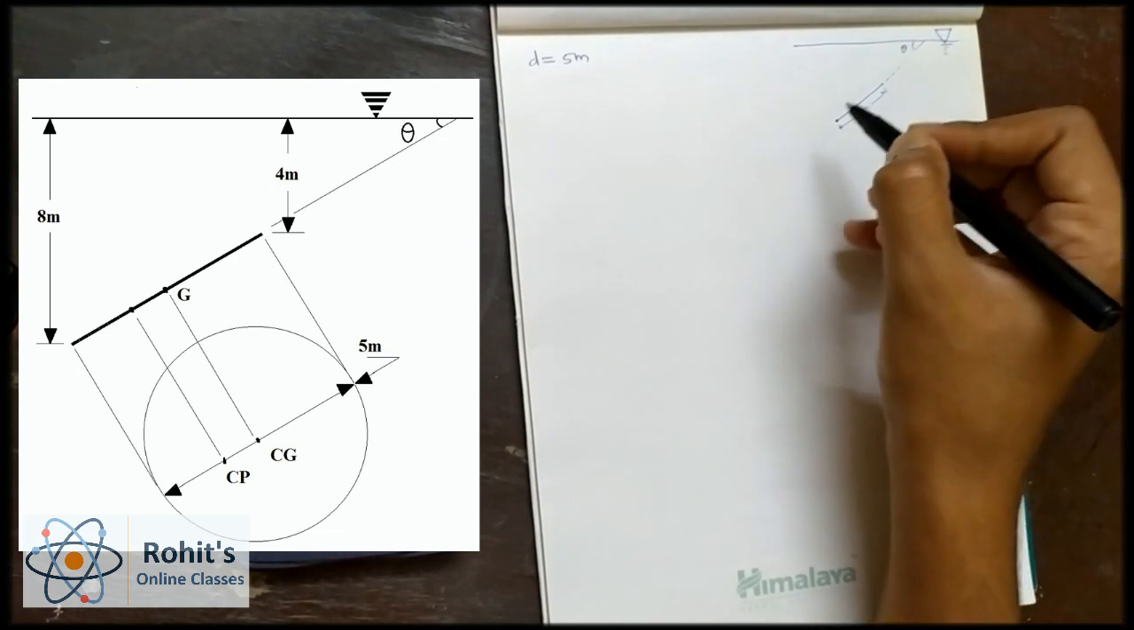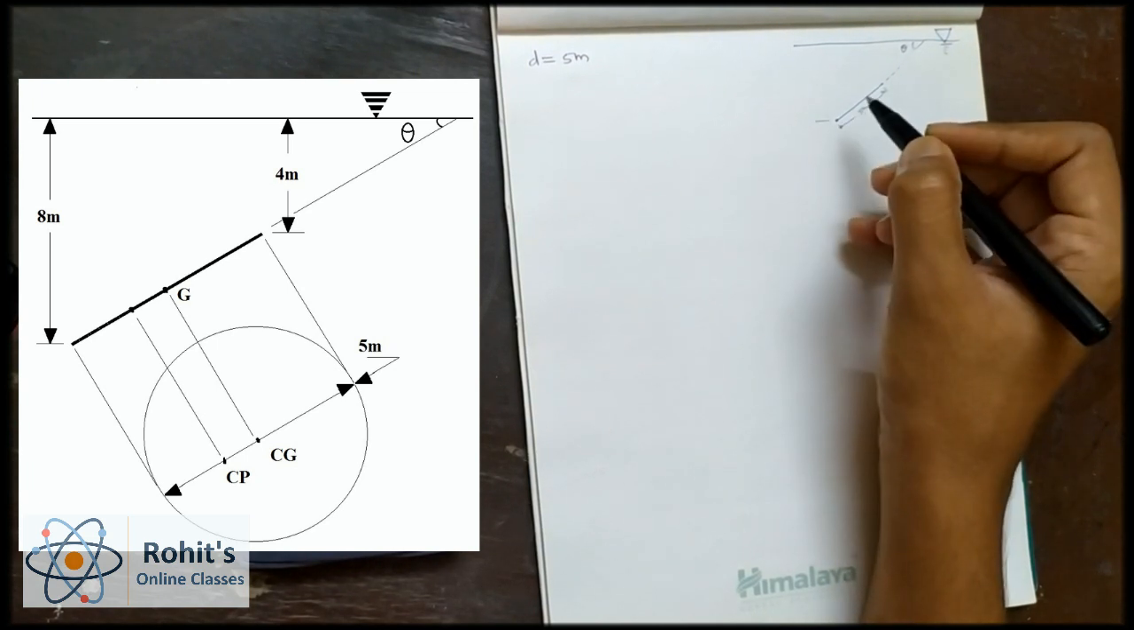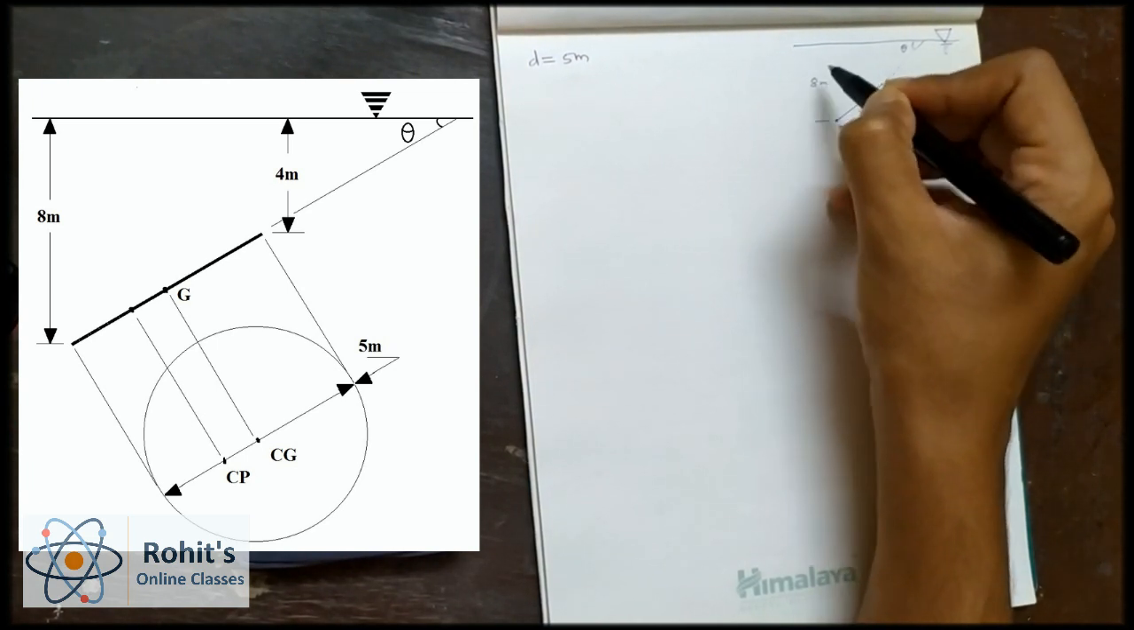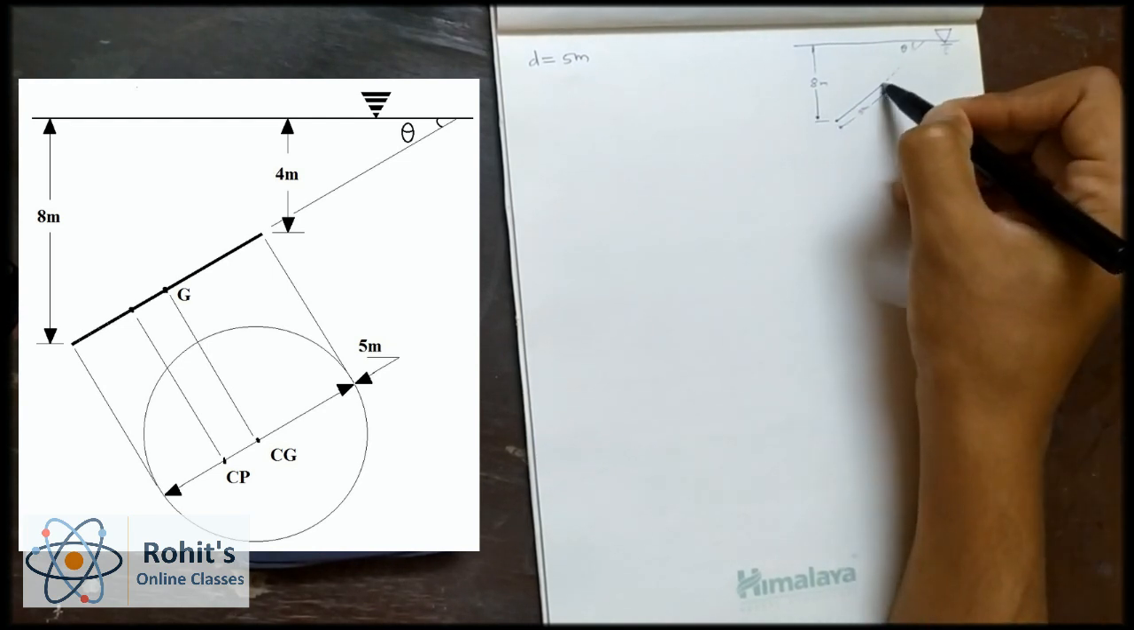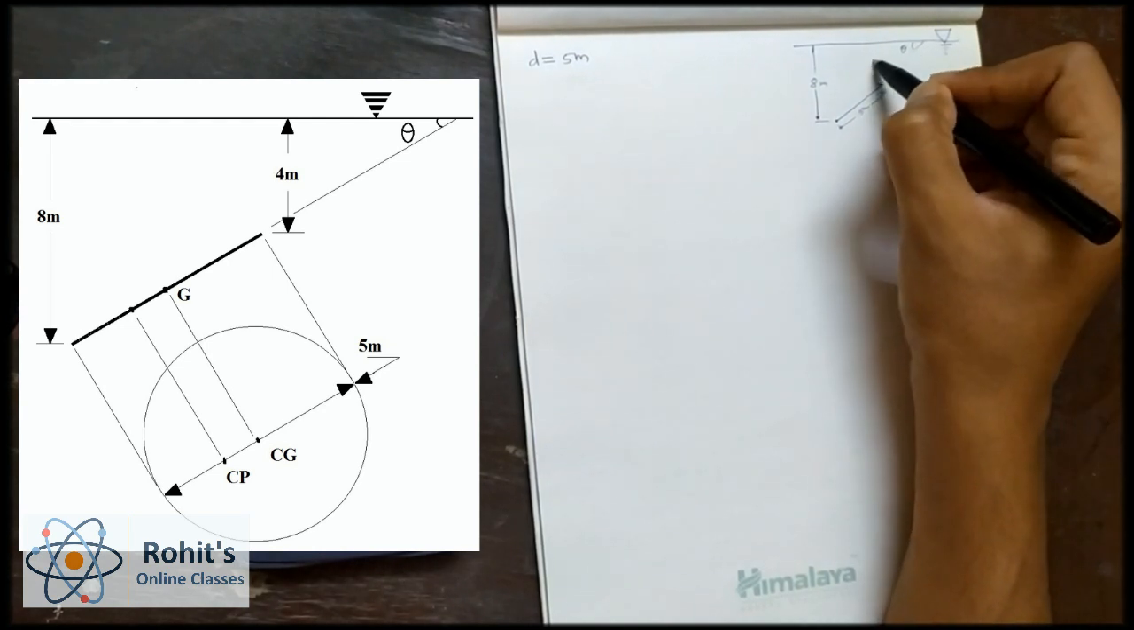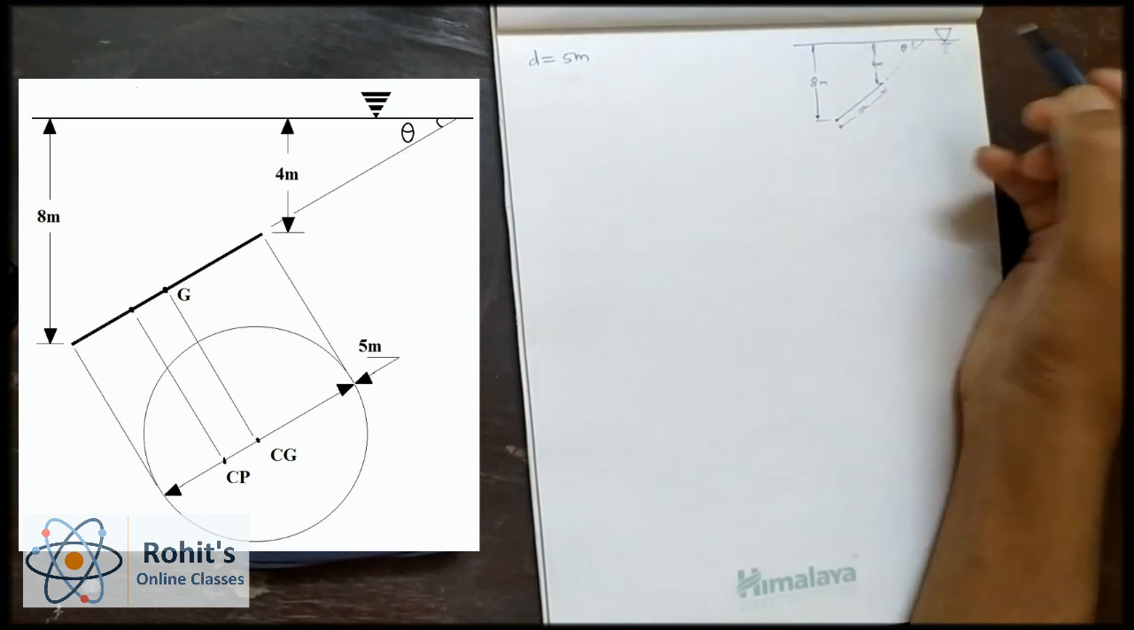So how much is the maximum depth and minimum depth from the free surface of water? First the depth is given, which is the maximum depth, which is 8 meters. And this is the minimum depth, which is 4 meters. Exact half of the depths are given.